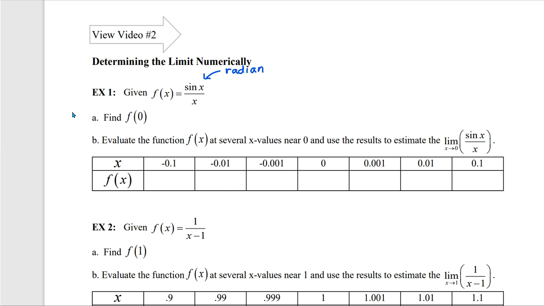Okay, so the first thing they want us to do here is find f of 0. So finding f of 0, obviously we're filling in the 0, and you're going to get sine of 0 divided by 0. And sine of 0 in radians or in degrees is 0. So you end up with a value that's not a value. It's 0 divided by 0, which is not undefined. It's actually called an indeterminate form.